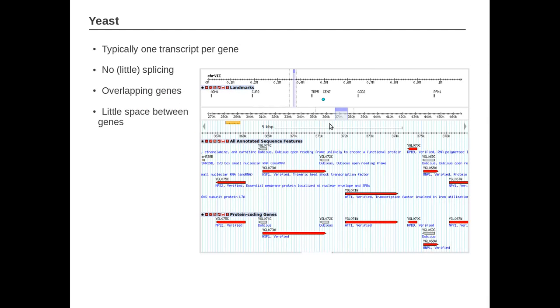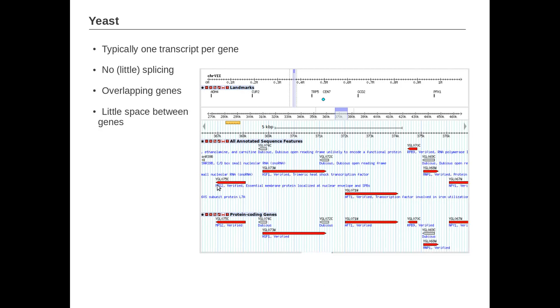So I thought I'd give you some picture of some organismal differences in gene organization and gene expression. So in yeast, if someday you end up working on yeast, you'll notice that yeast typically only have one transcript per gene. So you don't see a lot of alternative splicing. In fact, there's minimal alternative splicing. Instead, you see other complicating factors like genes tend to overlap. And you also will notice that genes are very tightly packed in the yeast genome.